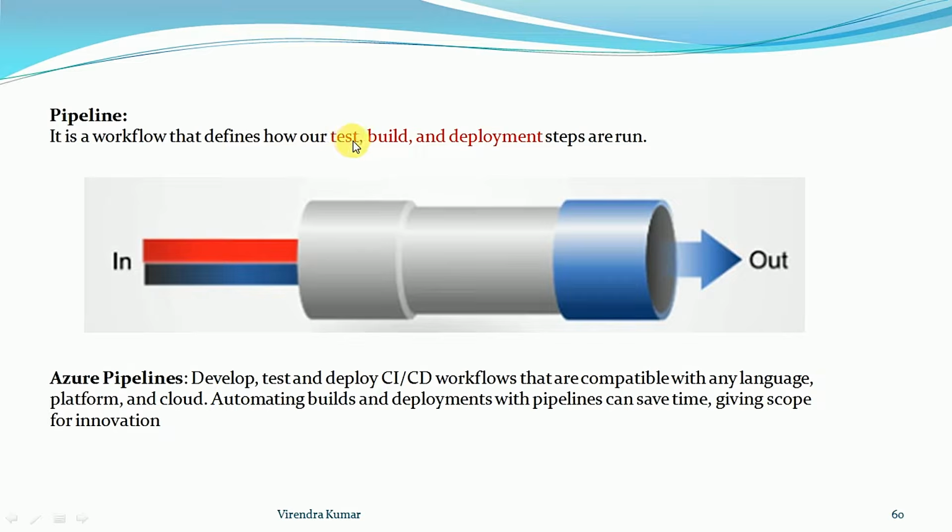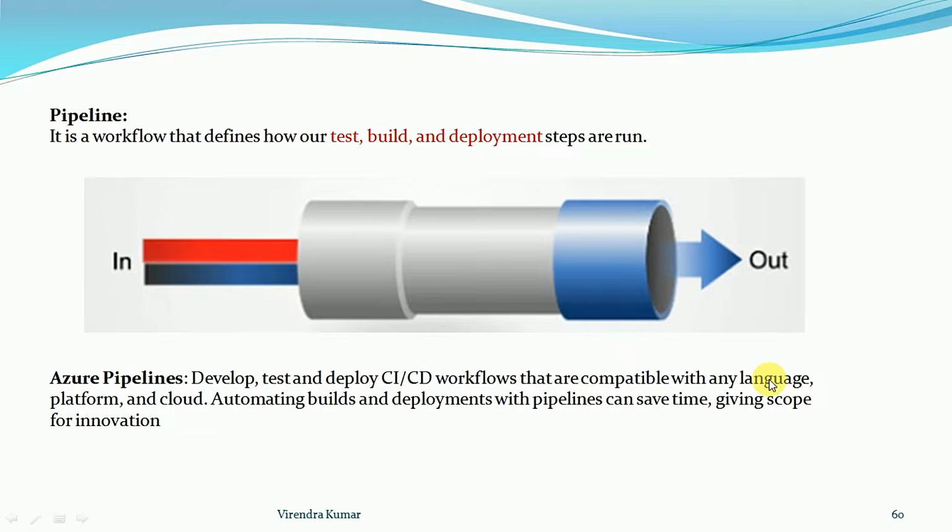A pipeline workflow defines how the test, build, and deployment steps are run. In the software industry, we have three concepts: development of the software, building of the software, and testing of the software. If we know all these terms, we can design the pipeline also. Now coming to Azure DevOps. Azure DevOps provides a develop, test, and deploy CI/CD workflow. Basically, we are designing the workflow for the CI/CD pipelines, and that will do the develop, test, and deploy of our software code.